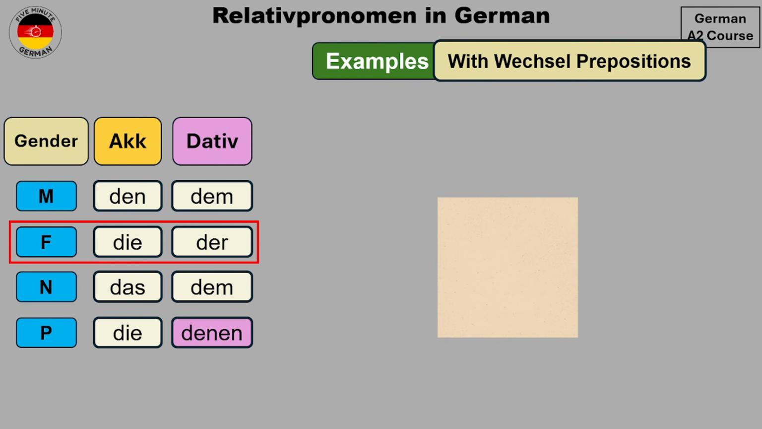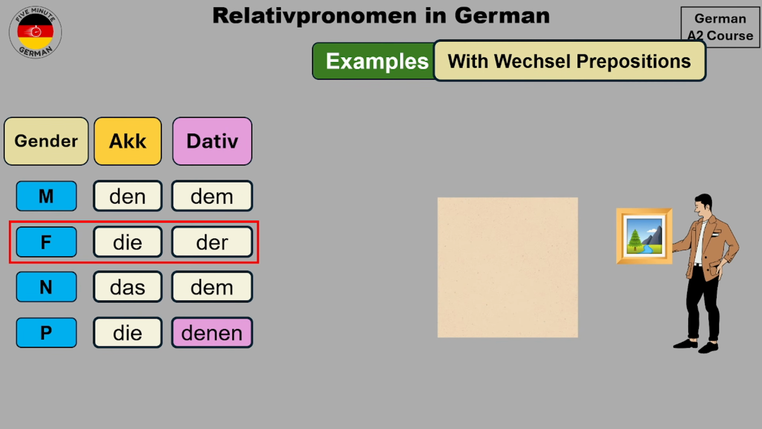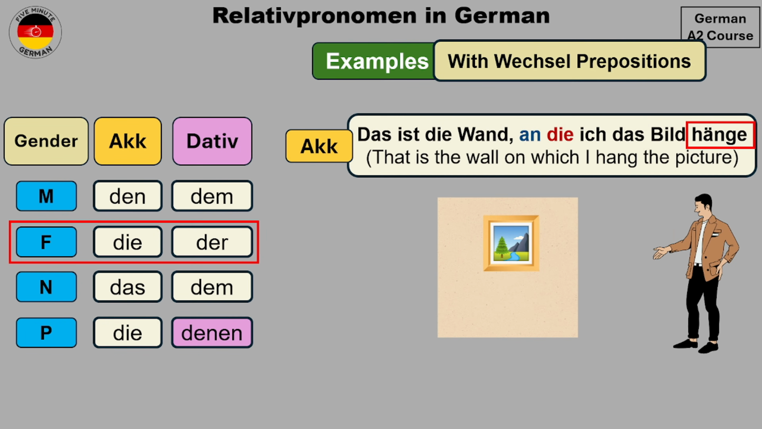Let's take an example with the feminine case. So we have this wall over here, and we have this person who hangs this picture on the wall. We can describe this by saying, Das ist die Wand, an die ich das Bild hänge. That is the wall on which I hang the picture. So you see, we have used the accusative relative pronoun over here to refer to die Wand because there was a change of location and there was movement.